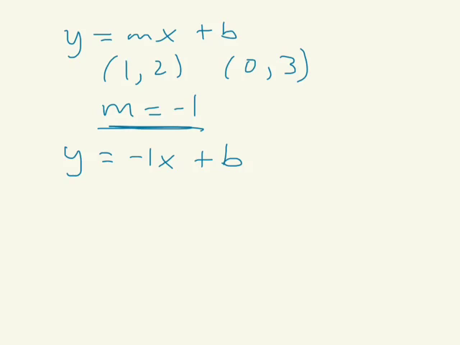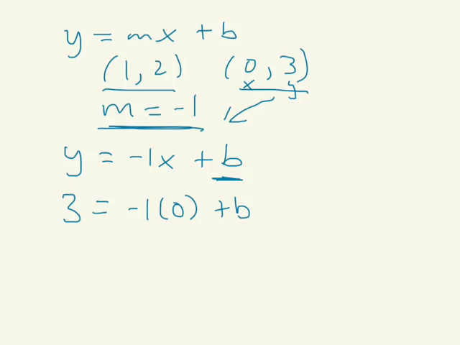Now the only thing missing from our equation is the b. We know what m is, we just need to figure out what b is. The easiest way to do this is to plug in one of these points. I'm going to choose (0, 3) because that looks like the easiest, where 0 is the x and 3 is the y. I can use those and plug them into my equation right here. So that's going to be 3 equals negative 1 times 0 plus b. Again, I got this 0 from the x of this coordinate, and I got the 3 from the y coordinate of this ordered pair.